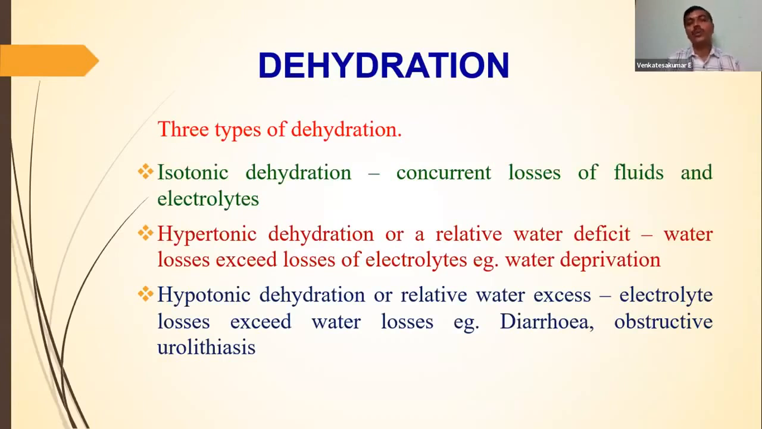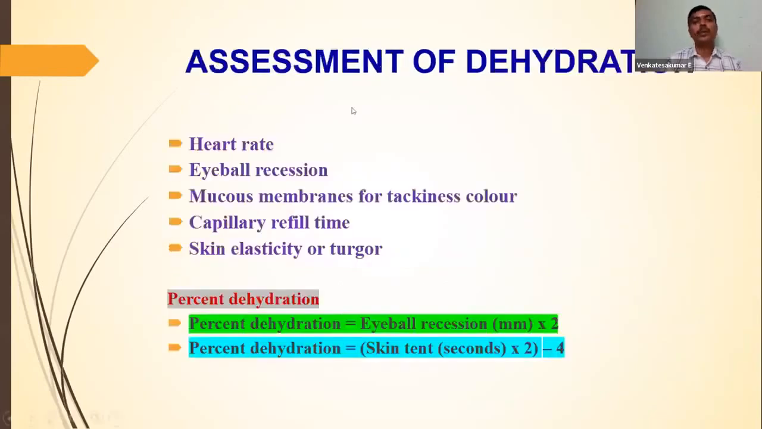So why do we need to know that? If diarrhea is there, we need to think about more electrolyte loss, apart from water loss. Water loss will also be there, but we have to account for that. Another thing is that it will be a basis for us to assess what type of electrolyte is lost and what needs to be replaced. That will give us some idea.